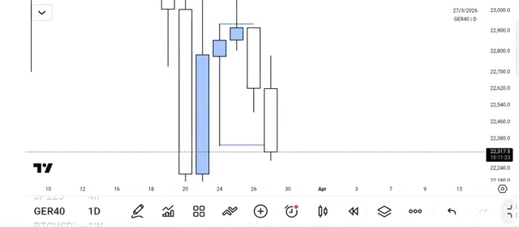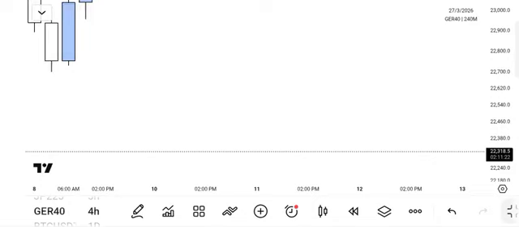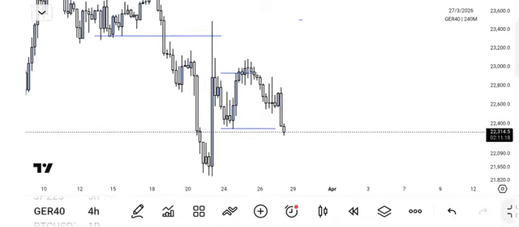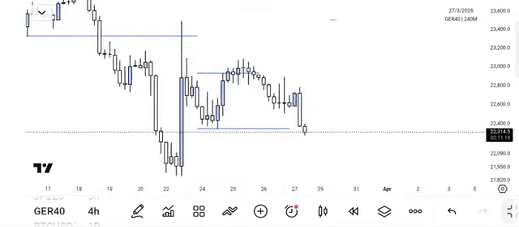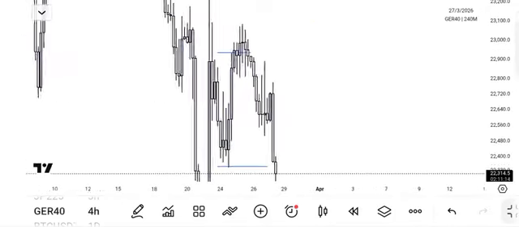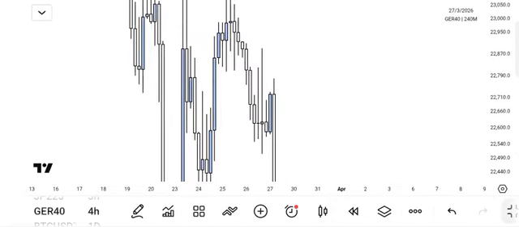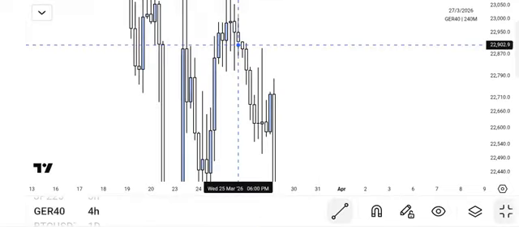Then after this, you drop to your 4 hours time frame. Because we are building it from daily, that's why you are going to 4 hours. If you are building it from weekly, you go to daily. So on the 4 hours time frame, price now gives us a breakout.